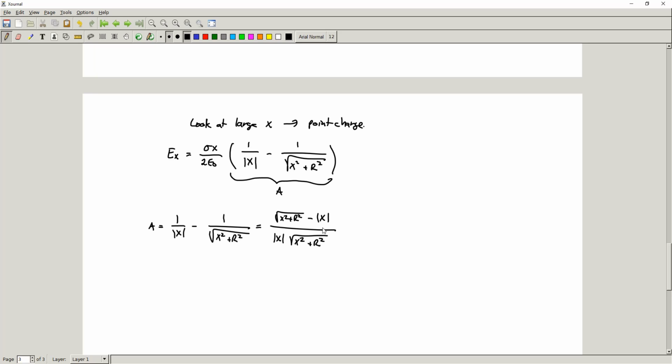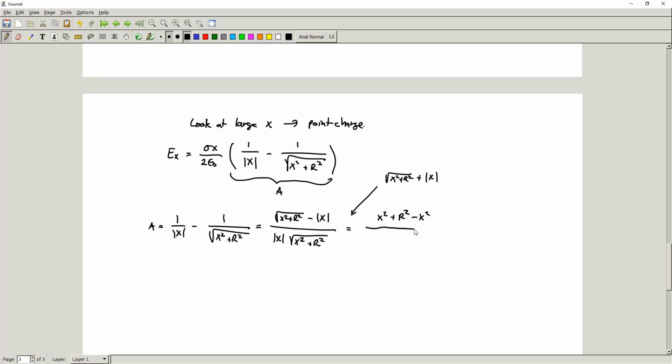And I don't like this square root in the upstairs, so I'm going to multiply by the conjugate. So basically, what I'm doing is multiplying top and bottom by square root x squared plus r squared plus absolute x, right? So I'm just multiplying by 1. If I do that, the cross terms are going to cancel, and on the top we're going to end up with x squared plus r squared minus x squared.